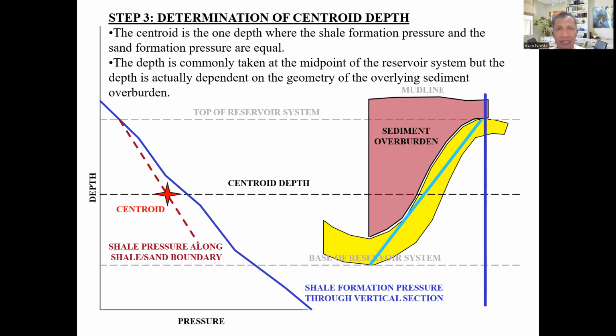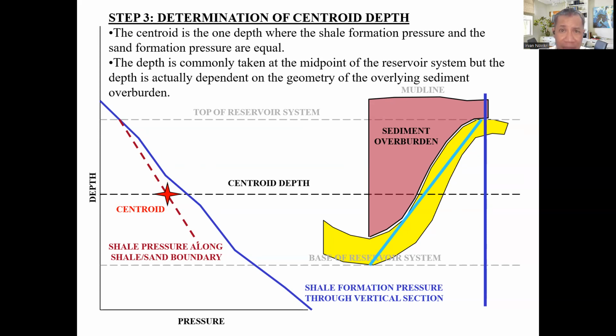While the midpoint of the reservoir system is often used as a reference, the actual centroid depth depends on the geometry of sediment overburden that lies above the reservoir. Shale formation pressure refers to the pressure exerted by the shale rock layer. It is determined by measuring the pressure along the vertical section of the shale formation, also along the boundary between shale and shale layers. The pressure of the shale formation is influenced by sediment overburden, which is a layer of sedimentary rock that lies above the reservoir system.